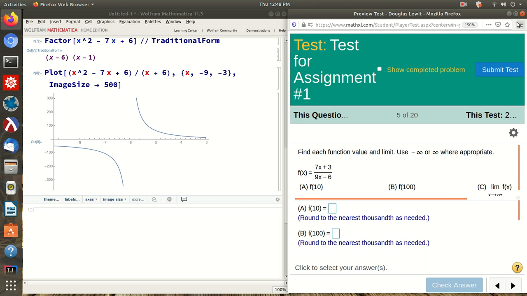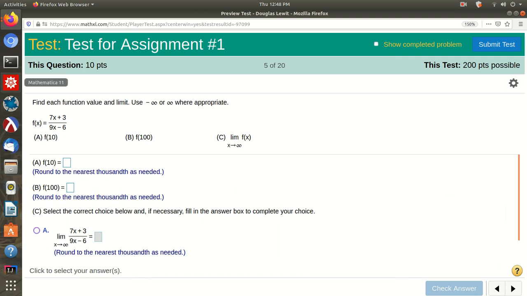Now in a situation like this, you have to look carefully at the numerator and denominator. The numerator is a polynomial of degree 1. The denominator is also a polynomial of degree 1. So basically, the 3 and the negative 6 become negligible at infinity, and you're going to have 7x over 9x. The x's cancel, you're going to have 7 over 9.